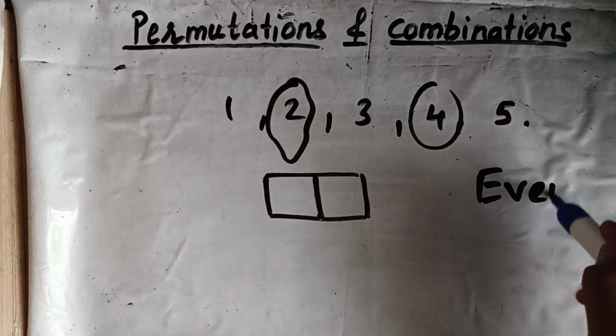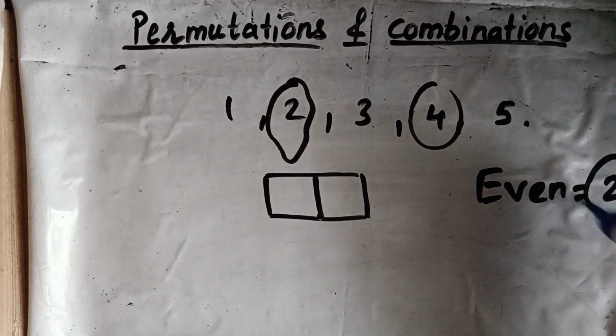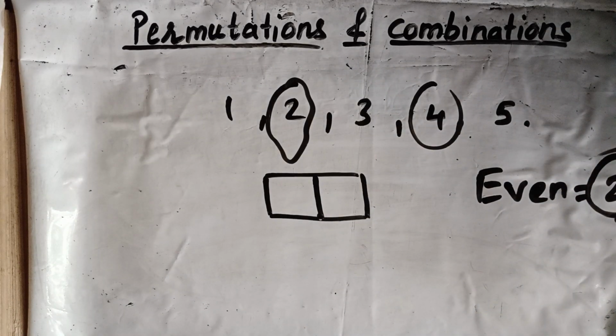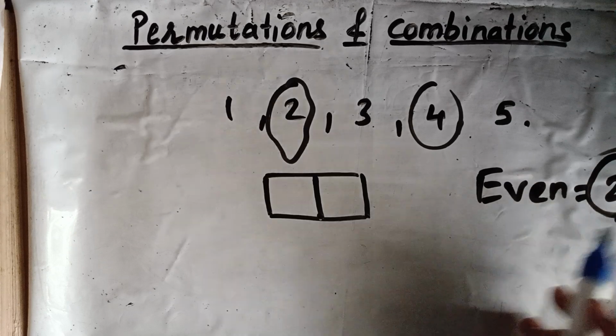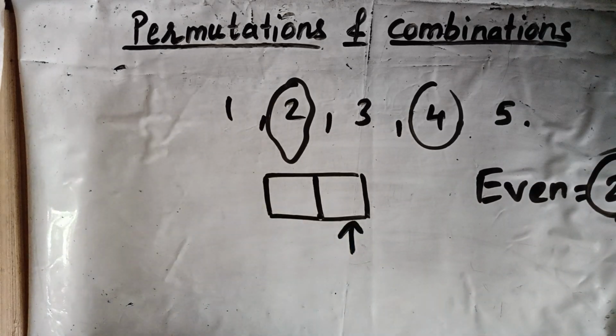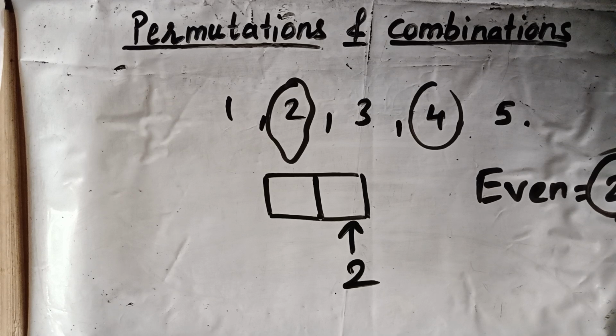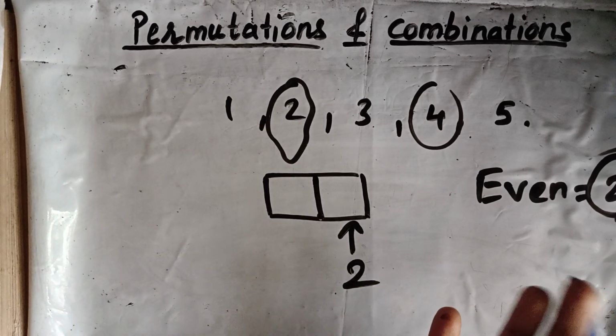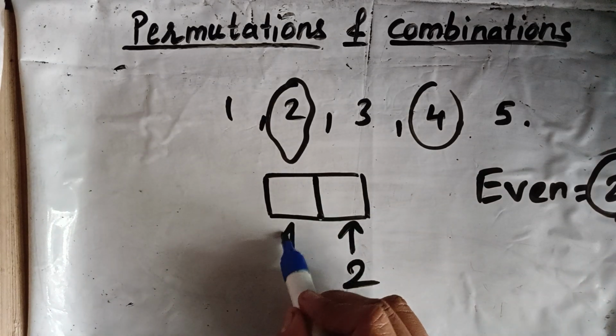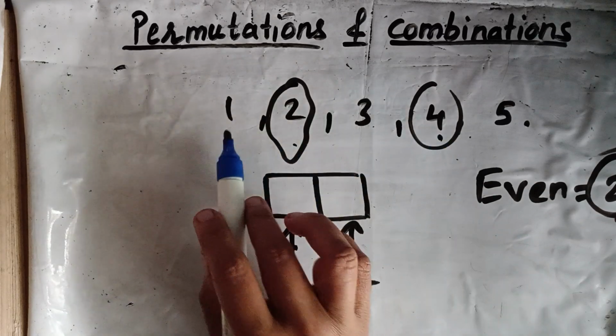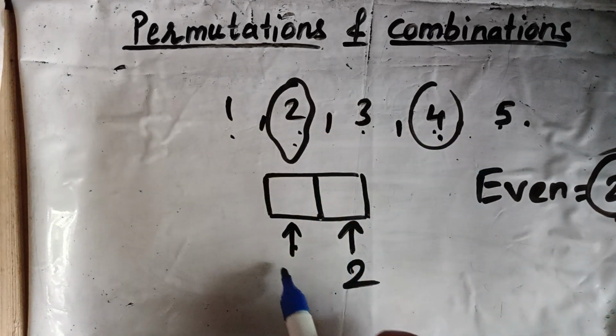So only 2 choices are there for even. So this place can be filled in 2 different ways. And they have given that the digits can be repeated. Repeated means here you can make use of 2 and 4. Total number is 5.